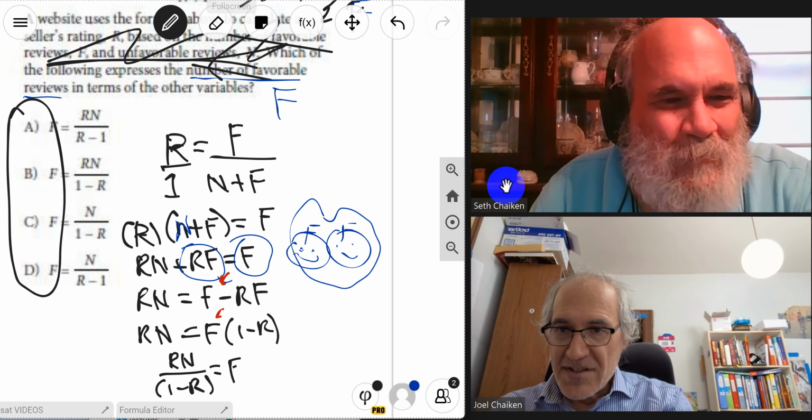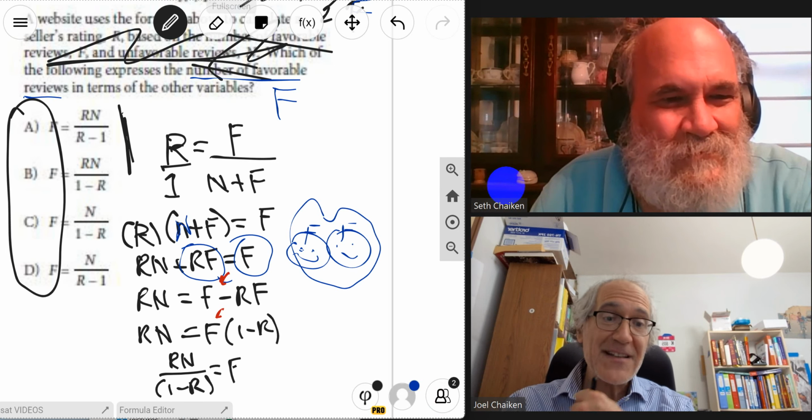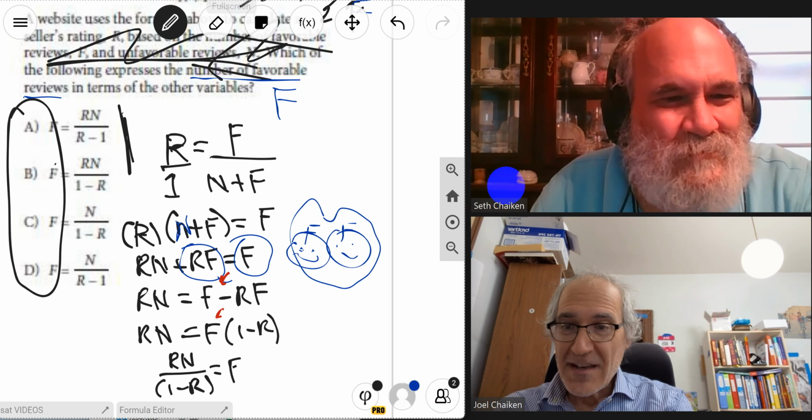These are the only two that have an Rn in the numerator, right? And notice how if you're dyslexic, you're in trouble. I'm dyslexic, so I may have a problem with this. And then it's this one.